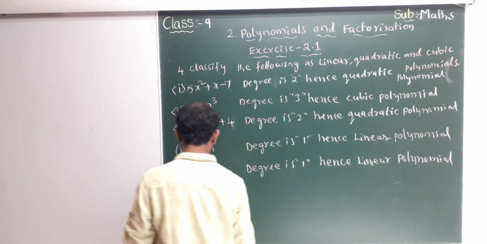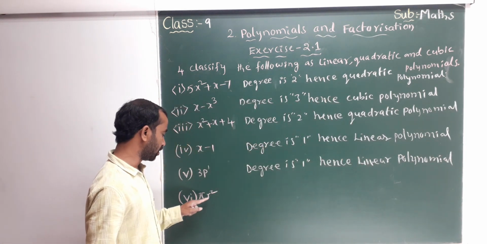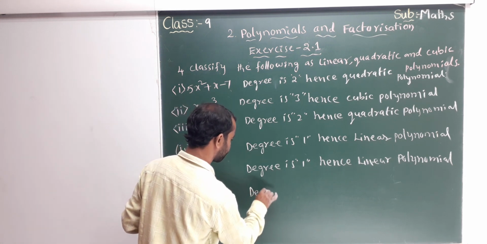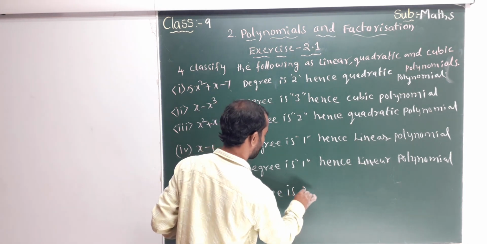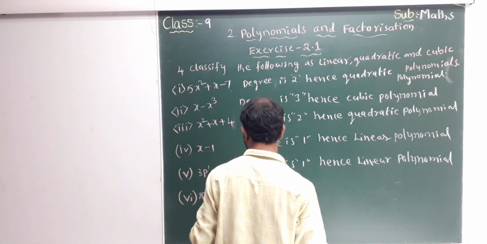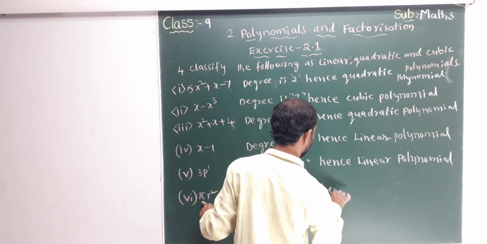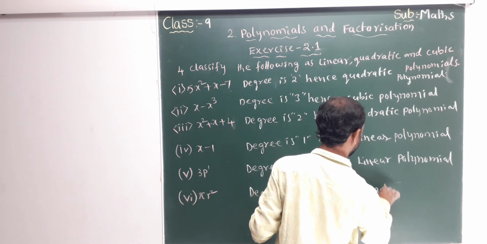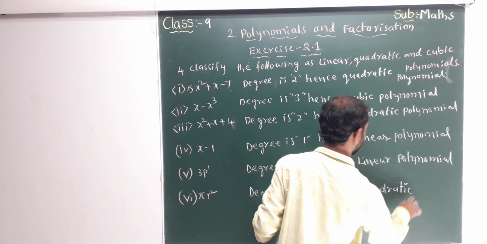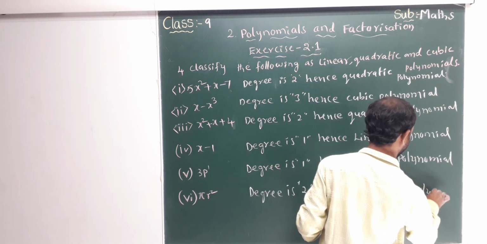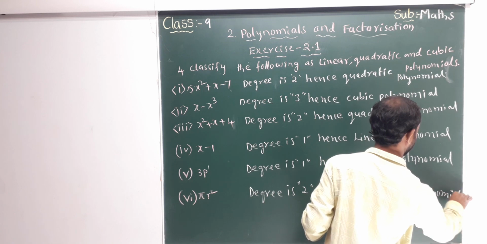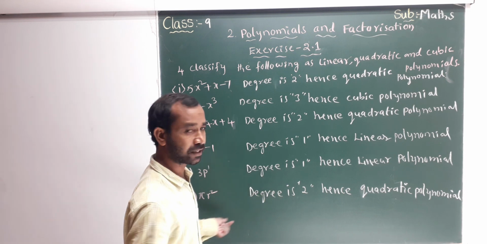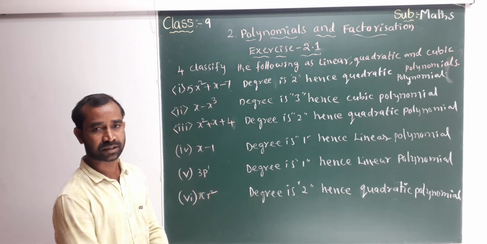Next, last one: pi r square. Here the variable is r. The power of r is 2. So the degree is 2. Then the given expression is a quadratic polynomial. Okay. Pi r square, degree is 2, hence it is a quadratic polynomial. Okay, end of this class. Thank you, children.